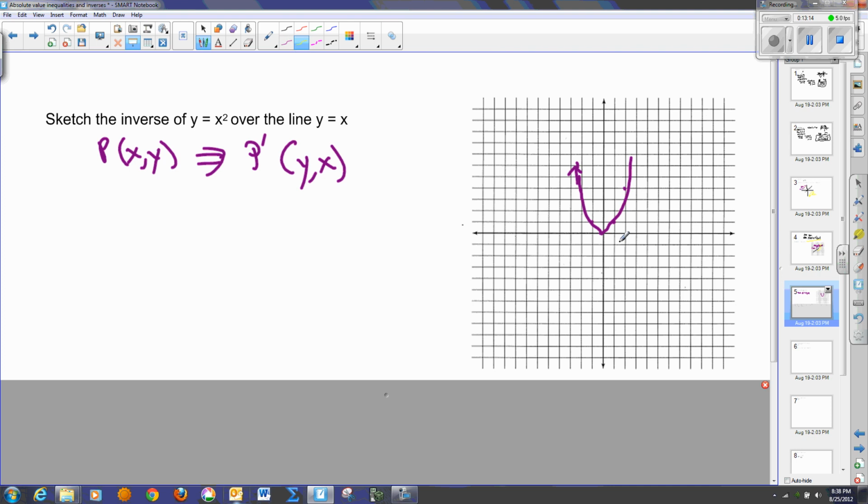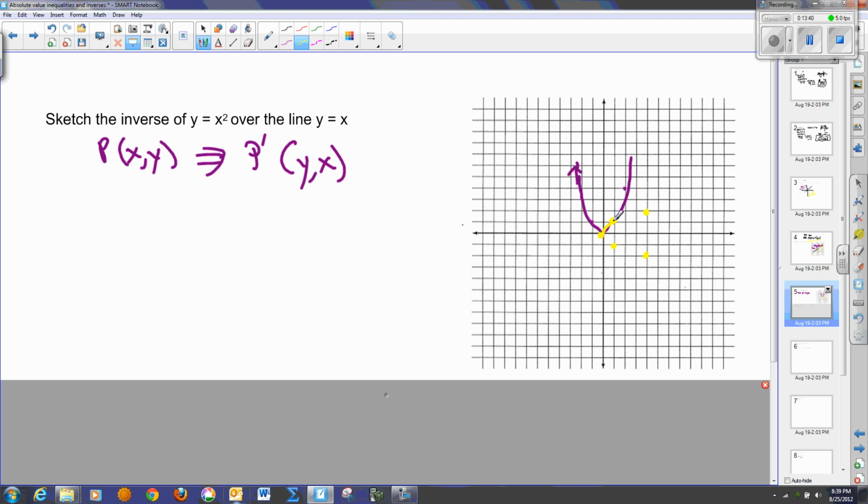So if I were to do that, (1, 1) is still (1, 1). (-1, 1) goes to (1, -1). (0, 0) is still (0, 0). (2, 4) goes to (4, 2), like so. And (-2, 4) goes to (4, -2).